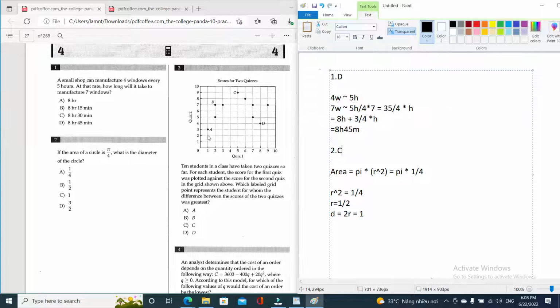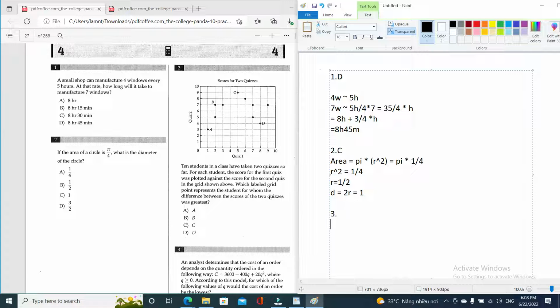All right. Number 3. 10 students in the class have taken 2 quizzes so far. For each student, the score on the first quiz is plotted against the score on the second quiz in the graph above. The labeled points represent the student for whom the difference between the scores of the 2 quizzes is the greatest.